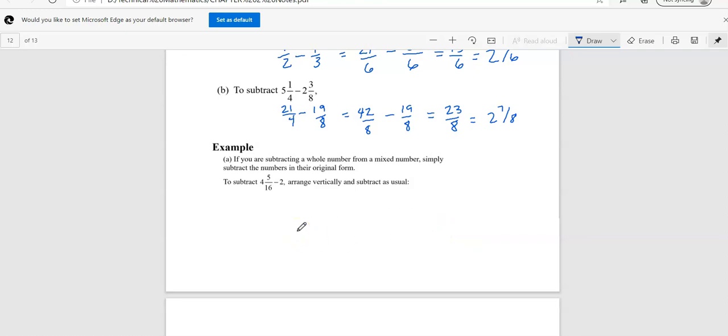Okay. If you are subtracting a whole number from a mixed number, you just want to simply subtract the numbers in their original form. So if we have 4 and 5/16 and we want to subtract 2, we don't have any fractions here. We can just put 5/16 and 4 minus 2 is just 2. That one's kind of easy.